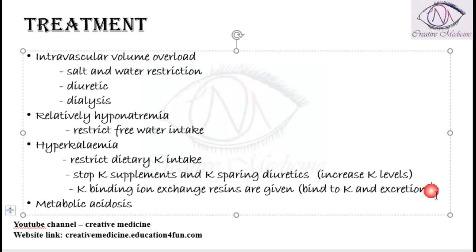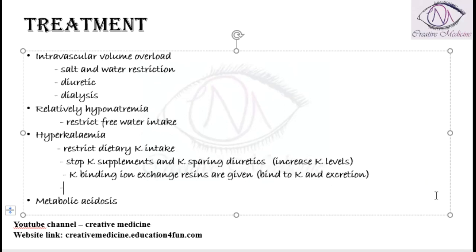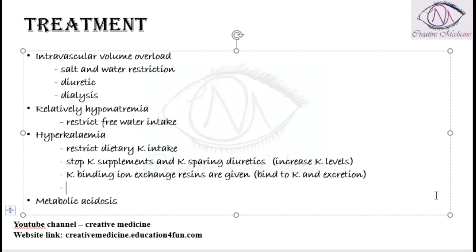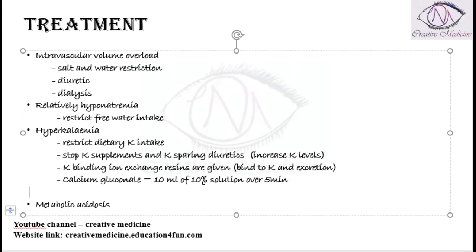Then for hyperkalemia, one important problem is arrhythmias. So in order to prevent the development of arrhythmias, and for stabilizing the heart, we give calcium gluconate. Calcium gluconate is given for stabilizing the heart. It is given as 10 ml of 10% solution of calcium gluconate over 5 minutes. Then dialysis is also advised in the patient for hyperkalemia.